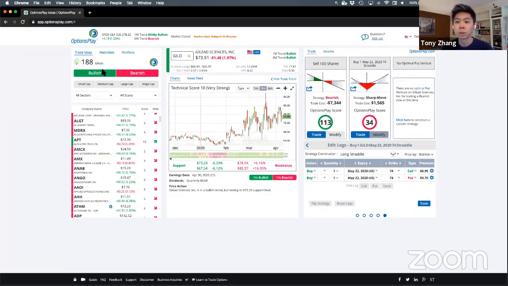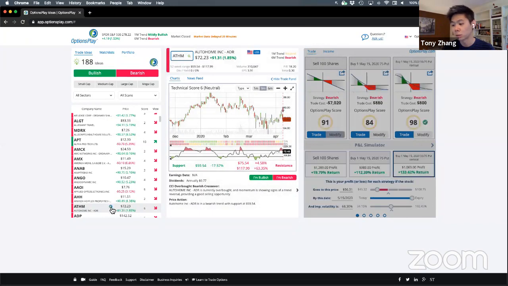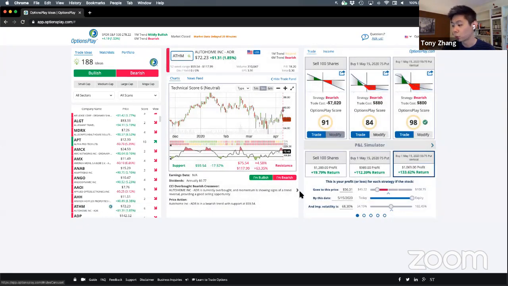What does the Options Play logo next to a stock in the trade ideas mean? That simply means that this stock met multiple ideas. It generated multiple scans. So in this particular case, it triggered both the Williams %R scan as well as the CCI scan.